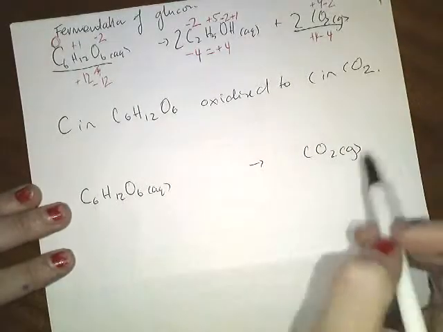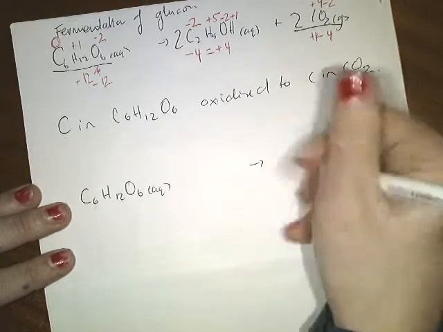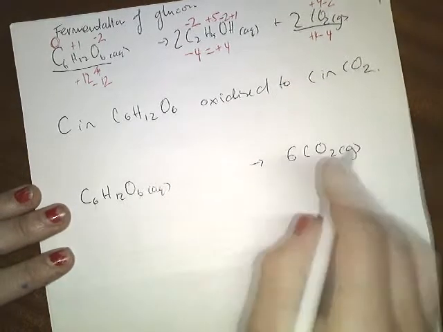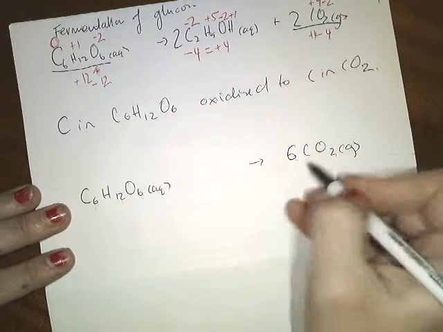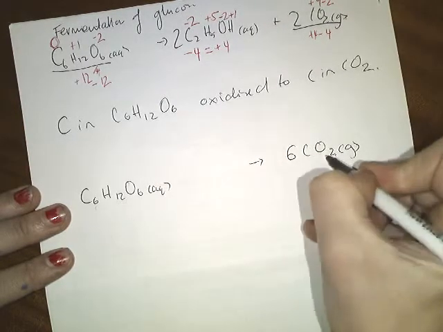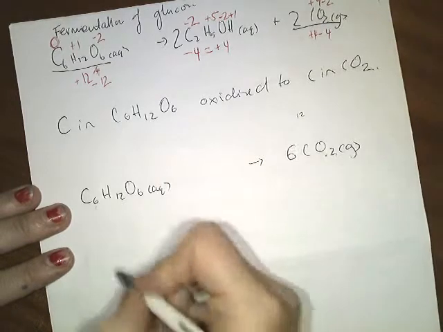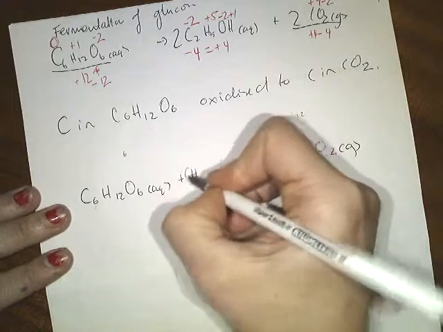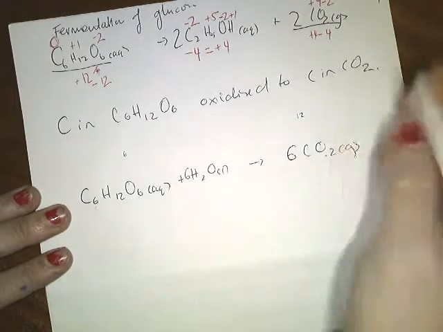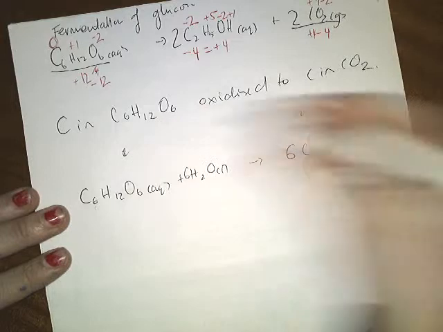Now we balance for elements other than H and O, so that's the carbons. Then we balance for oxygen by adding water. So we have 12 oxygens on this side, and we only have 6 on this side, so we'll need to add 6 H2O. Then we balance for H's by adding H+.